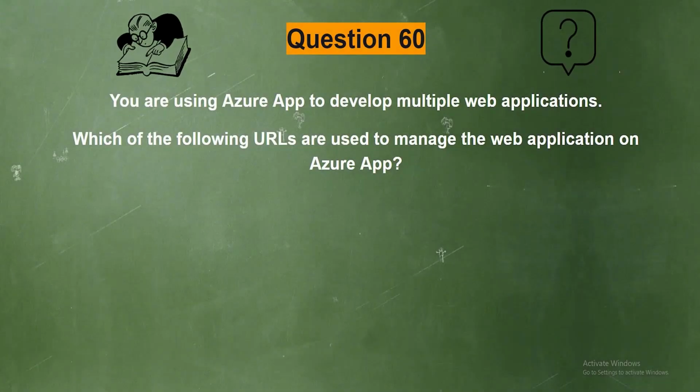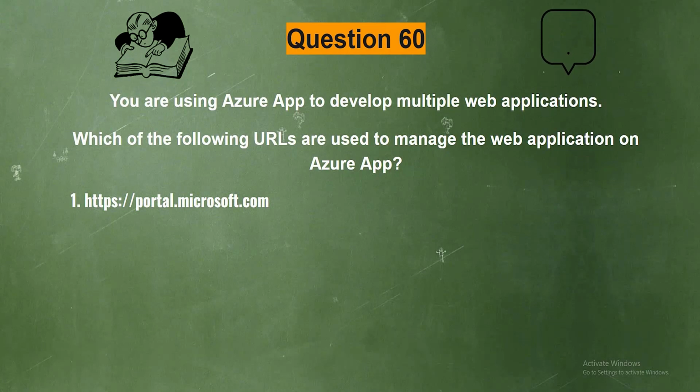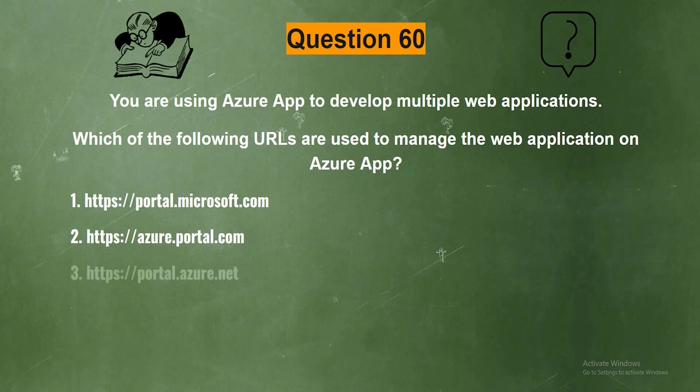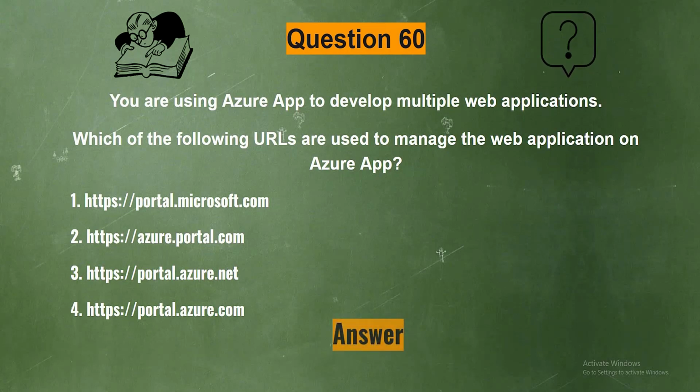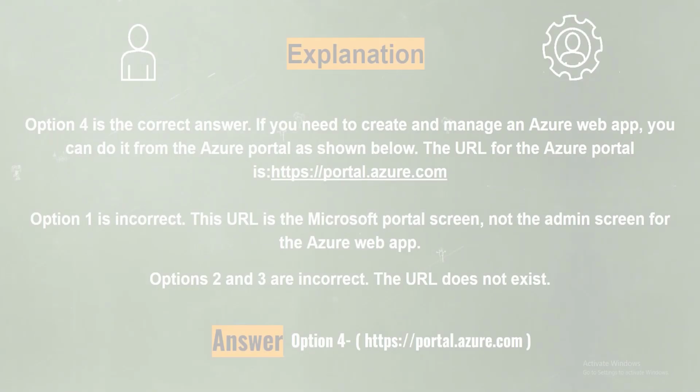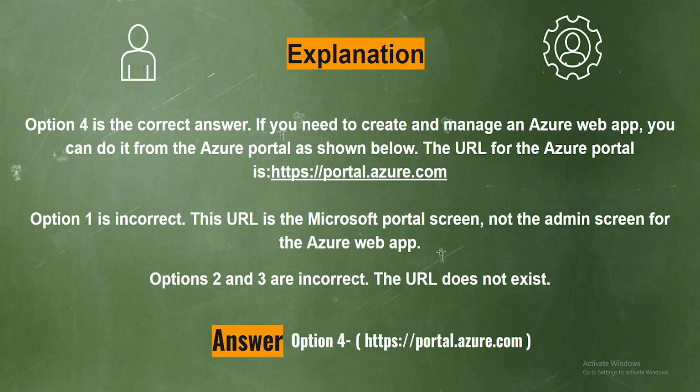Question number 60. You are using Azure App to develop multiple web applications. Which of the following URLs are used to manage the web application on Azure App? And the options are option 1, portal.microsoft.com, option 2, azure.portal.com, option 3, portal.azure.net, option 4, portal.azure.com, and the correct answer is option 4, portal.azure.com.